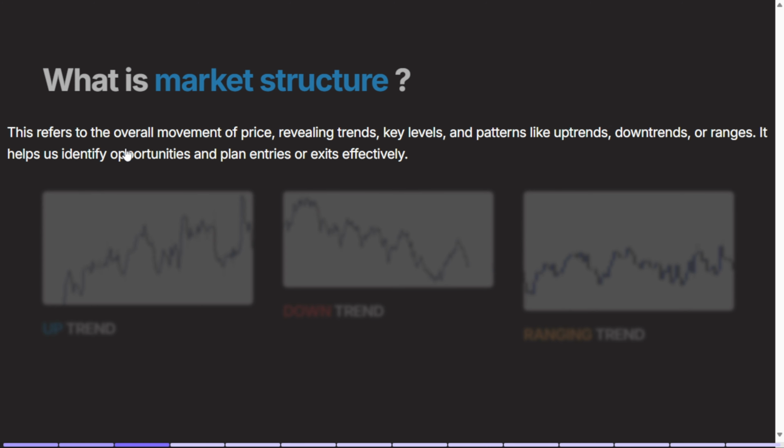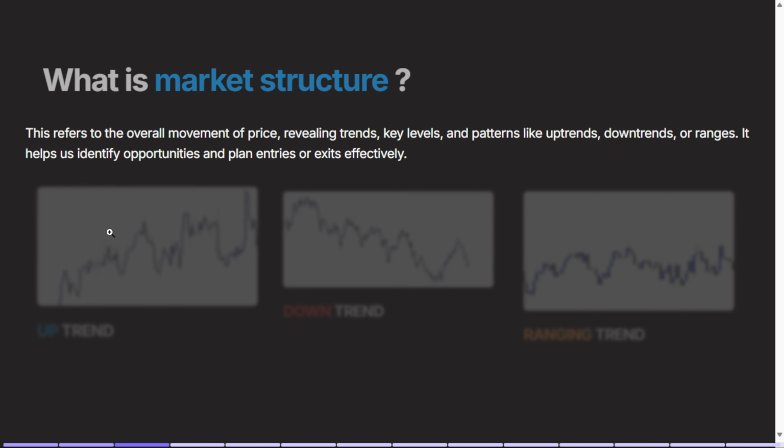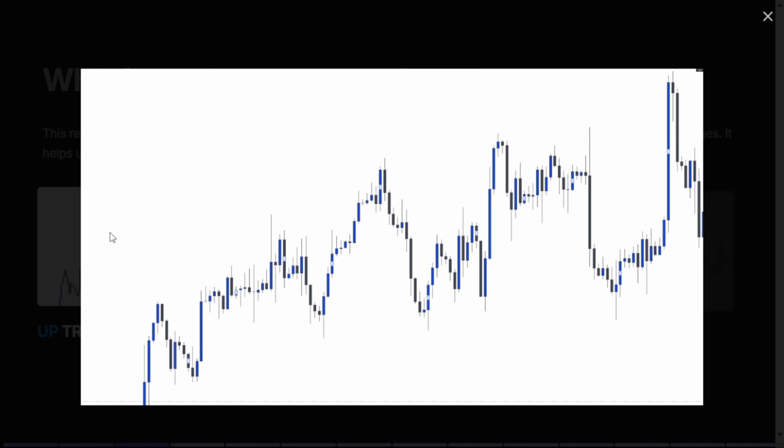So market structure refers to the overall movement of price that reveals trends, key levels, and patterns like uptrends, downtrends, or ranges. It helps us identify opportunities and plan our entries and exits in the market effectively. So in the market, we basically have three types of trends. We have the uptrend, which is the market trending up, going up.